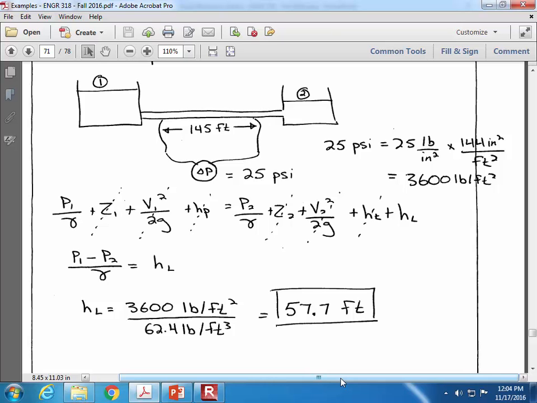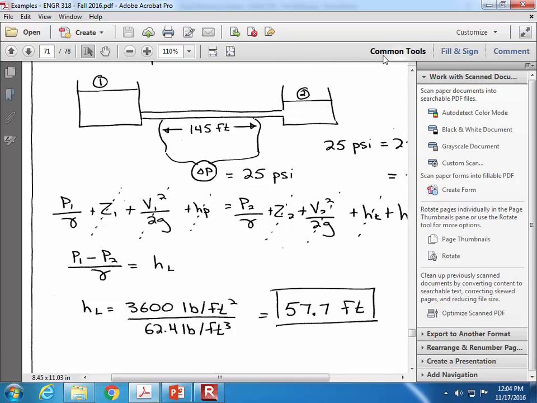On the drawing that's there on the screen, I said 1 was the tank and 2 was the other tank. I should have said here is location 1 and here is location 2. Anyway, any questions about the example?